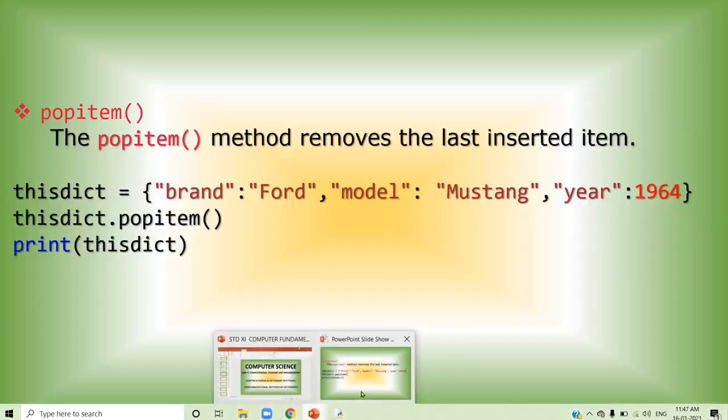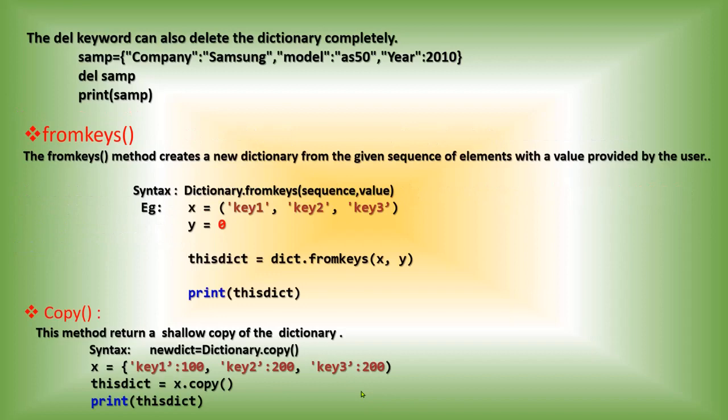Now we can see the next method. The next method is fromkeys. fromkeys is used to create a dictionary from an existing sequence. From a given sequence, you can create a dictionary. I'll show you that example.